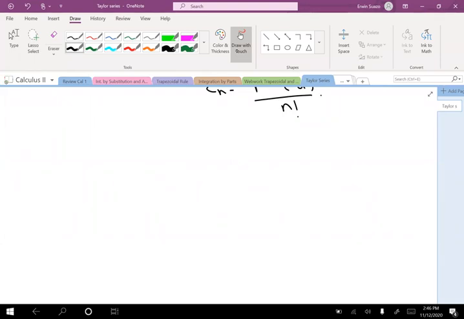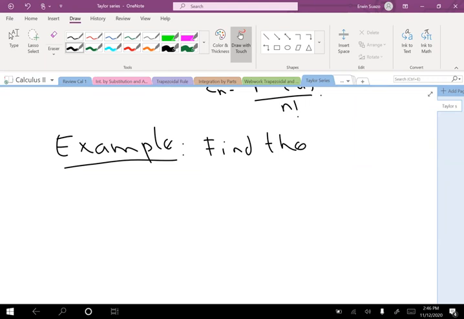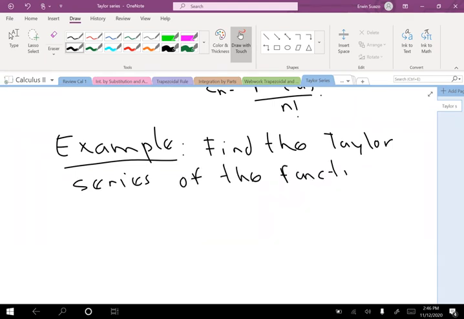Okay. So let's do an example finally, and I'm going to teach you how to do it in the practical sense. Find the Taylor series of the function e to the x and its radius of convergence.